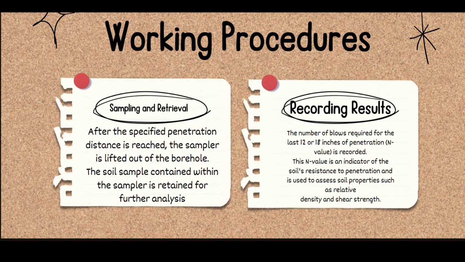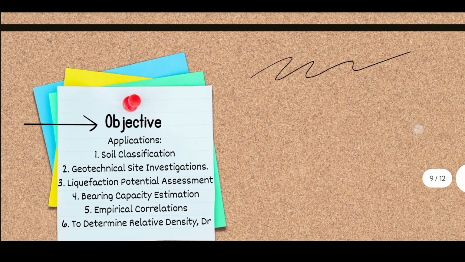Then, sampling and retrieval. After the specified penetration distance is reached, the sampler is lifted out of the borehole. The soil content within the sample is retained for further analysis. Recording: the number of blows required for the penetration is recorded. This N value is an indicator of the soil's resistance to penetration and is used to assess soil properties such as relative density or shear strength.